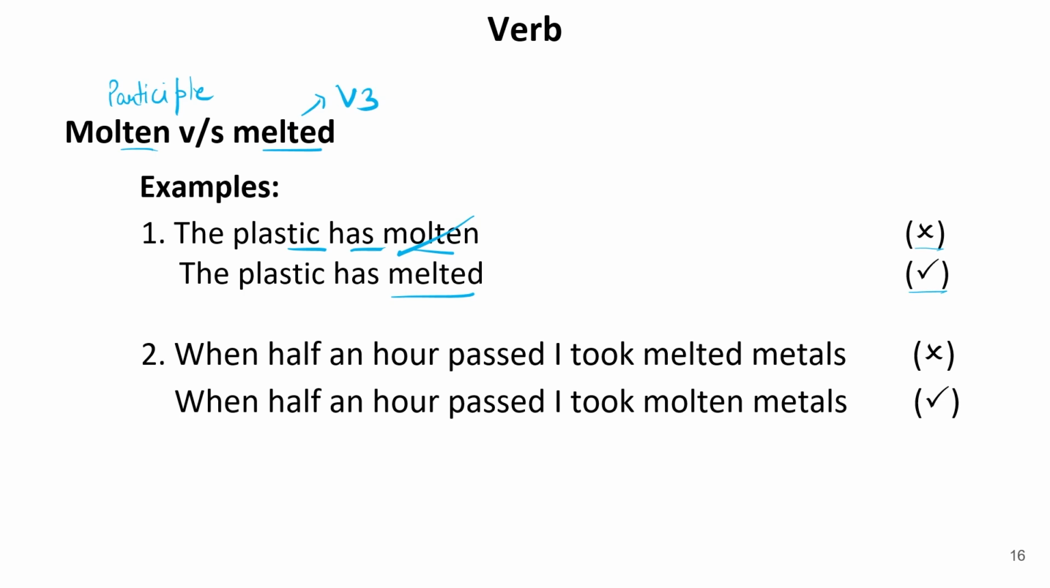Now let us see the next sentence. When half an hour passed, I took melted metals. Now metals is a noun. If it is a noun, to qualify it we need an adjective or a participle. This melted is verb third form, so this is incorrect. Instead, we should write molten. So the correct sentence will be, when half an hour passed, I took molten metals. Now molten is a participle, which is qualifying metal, the noun. So this is how we use the words molten and melted.